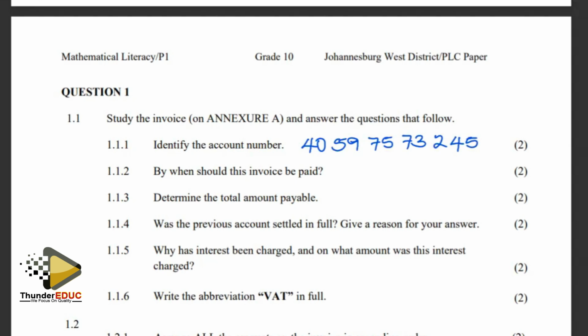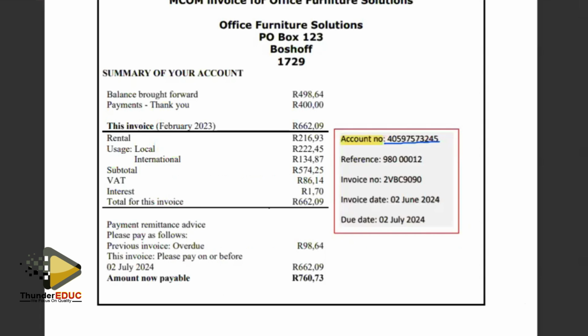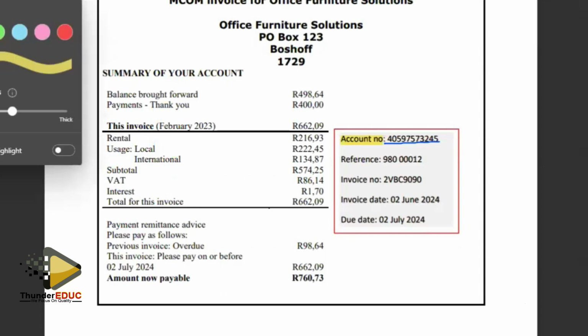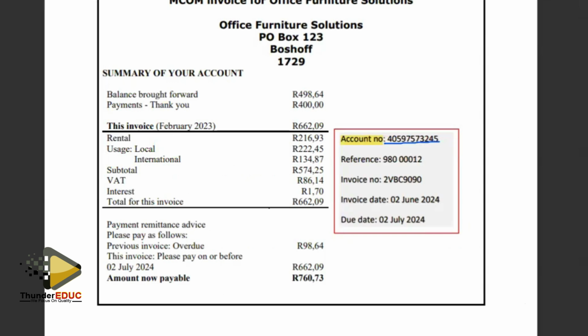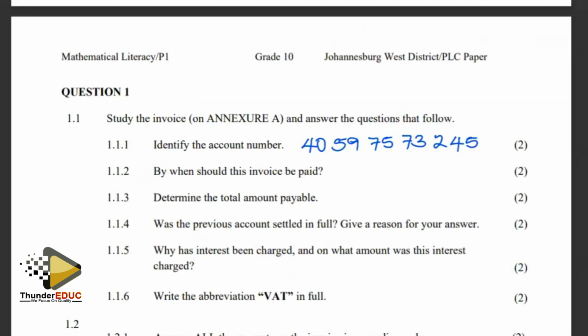1.1.2. By when should this account be paid? Now, how do we know when it's supposed to be paid? We look at the words due date. The due date is the 2nd of July 2024. We are looking for the date. When? This tells us we're looking for the date, and if they put where, then you would put the place where you're going to pay.